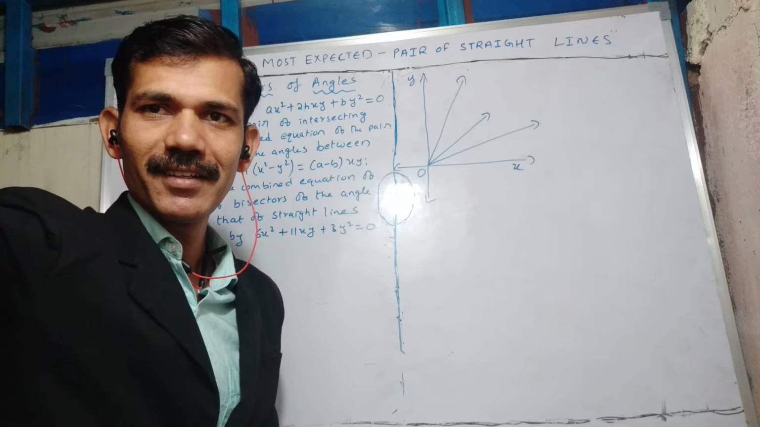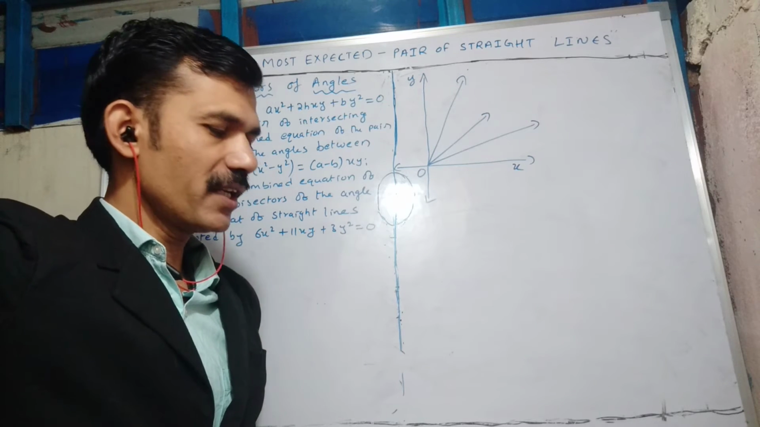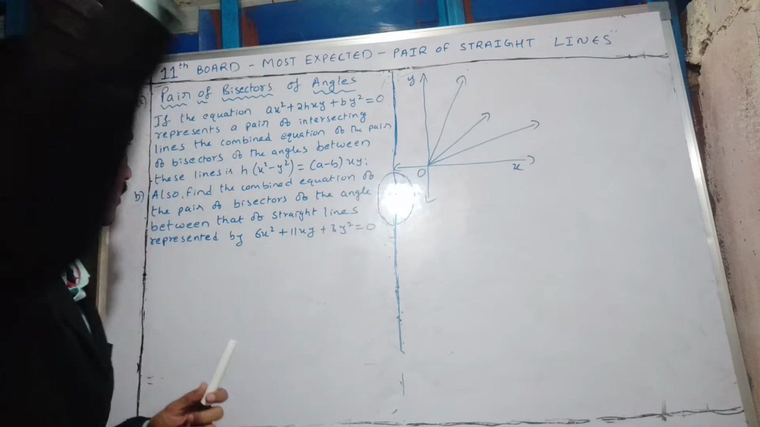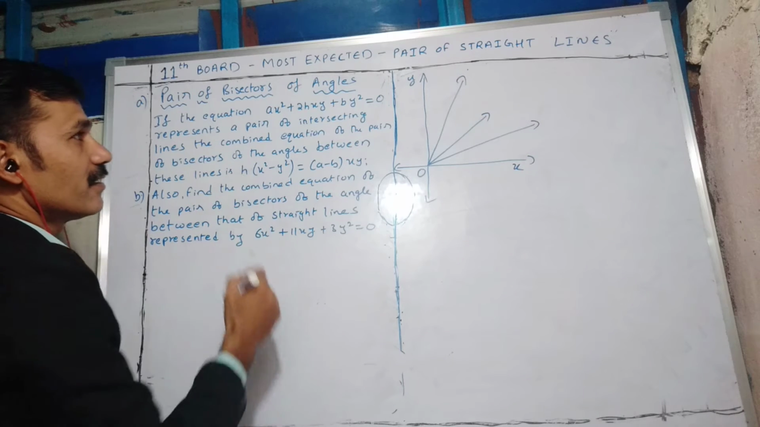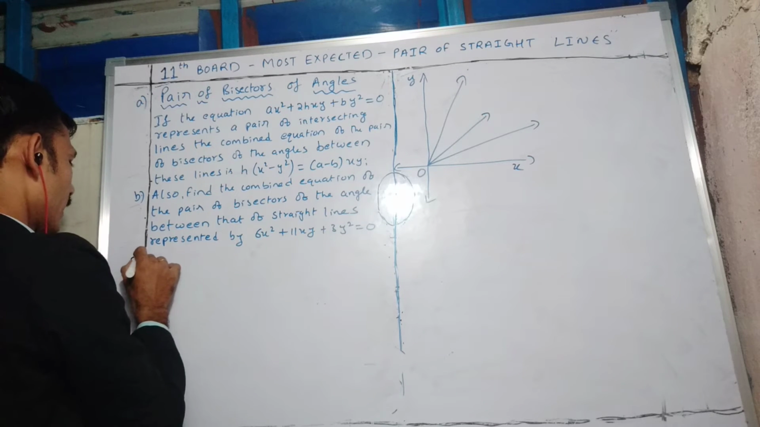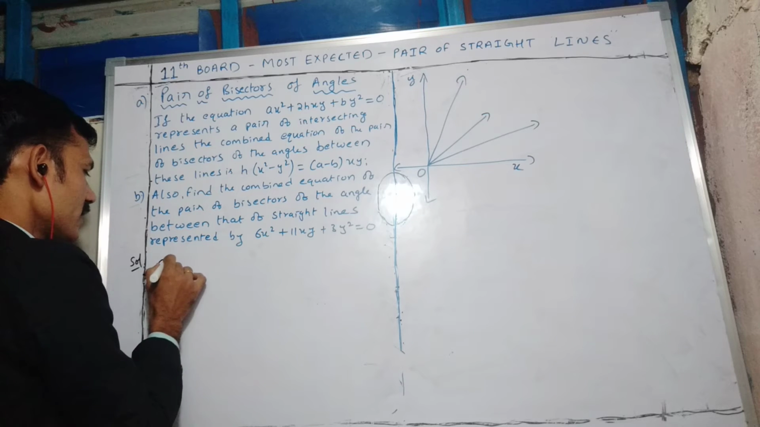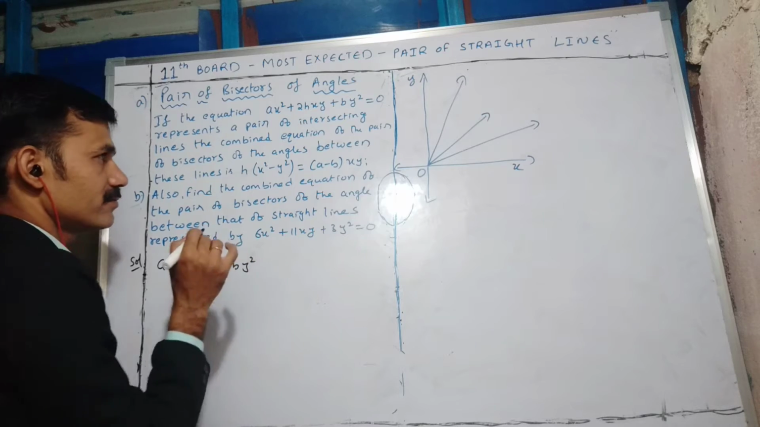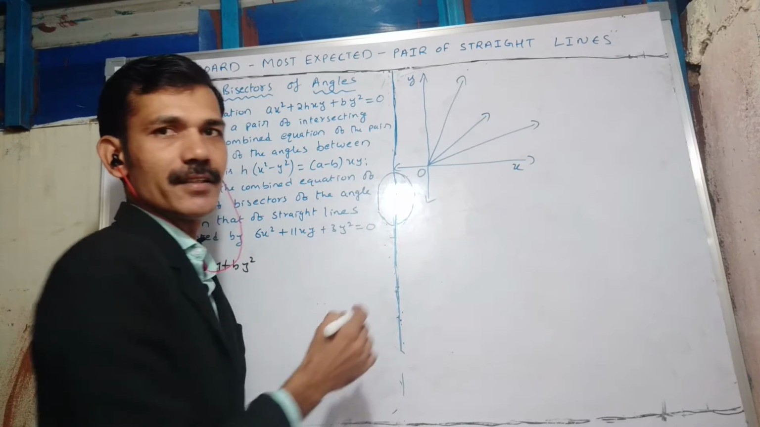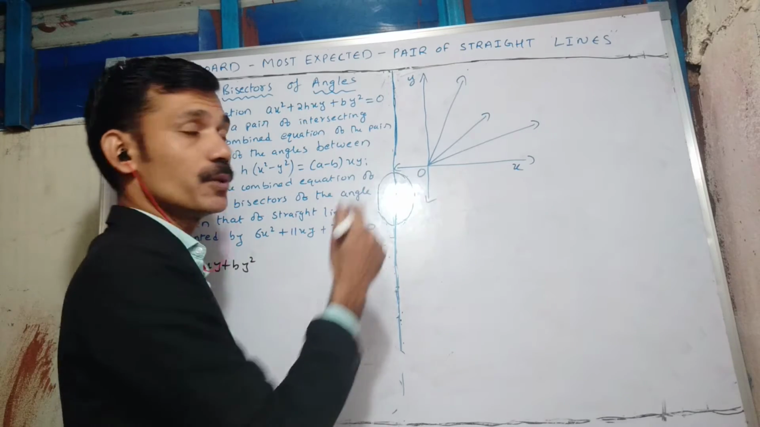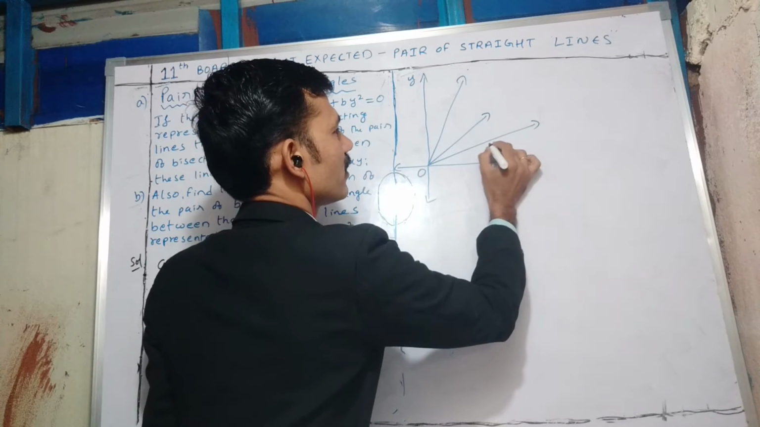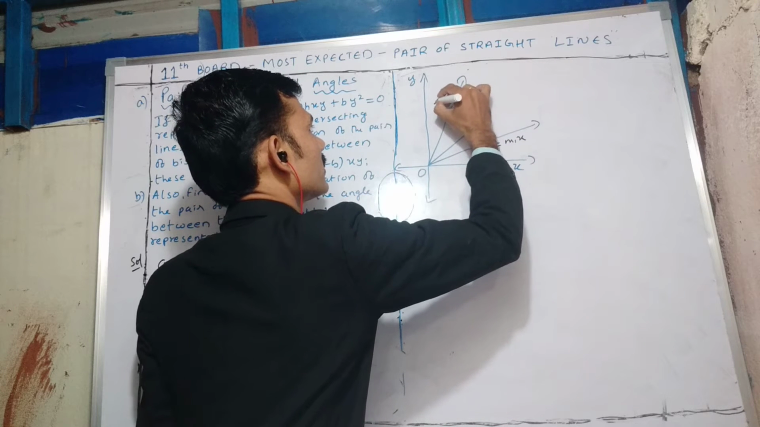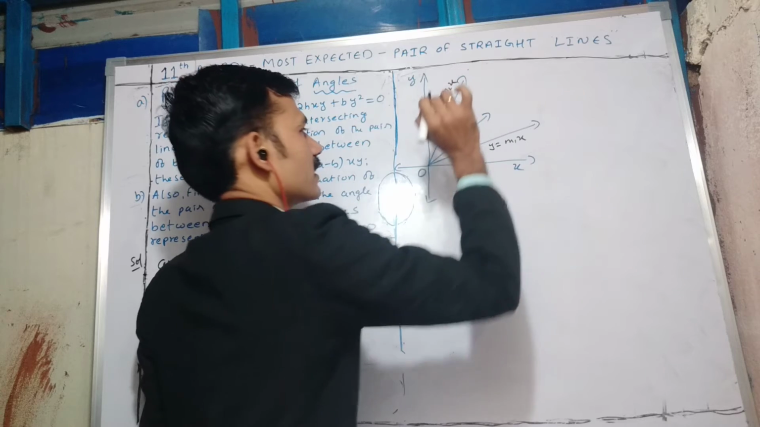Welcome to all. Today let us find the pair of bisectors of the angle between the given pair of lines. Okay, see, the given pair of lines is ax square plus 2hxy plus by square. And this is represented by two lines like this. We can think that y equal to m1x and another straight line y equal to m2x.